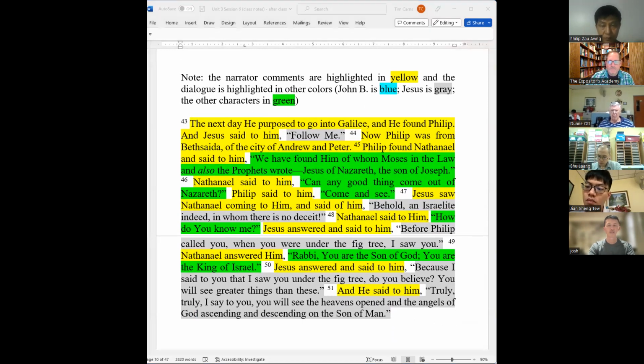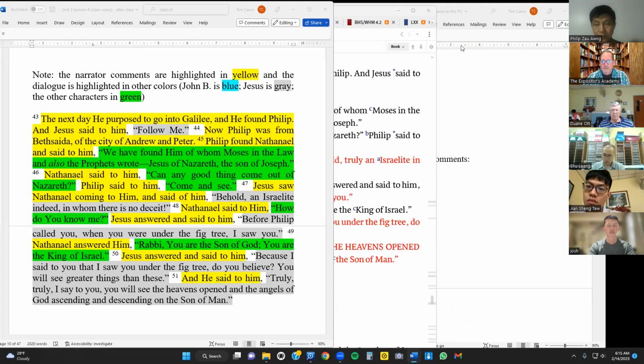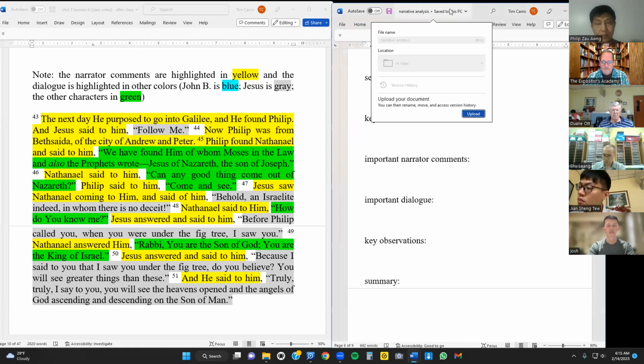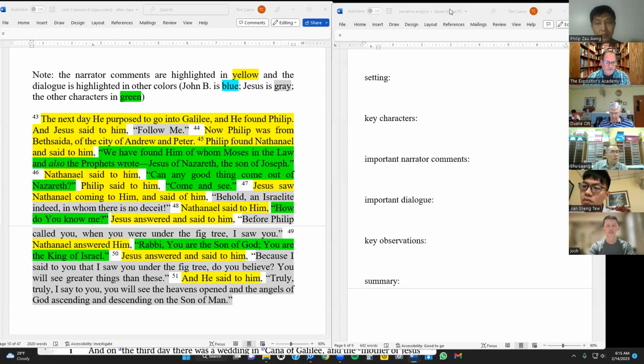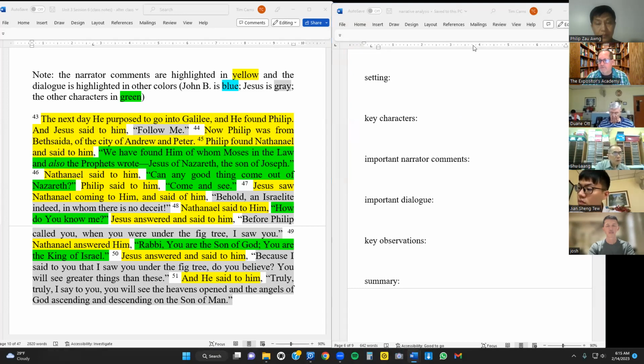So what I'd like to do is have you go ahead, and I'll give you a few minutes to go through this particular scene like we did before, and note each of these six aspects or parts of the scene: the setting, which we've already identified. This is the fourth day. They're still likely around Bethany beyond the Jordan, somewhere between Galilee and the Dead Sea.